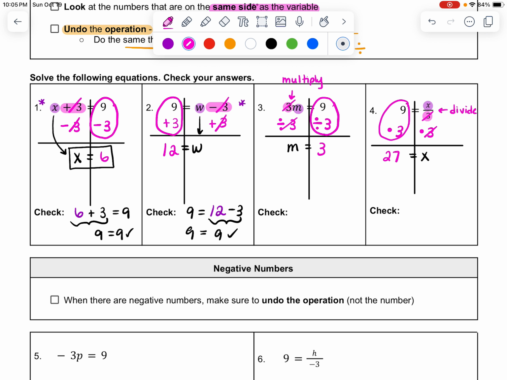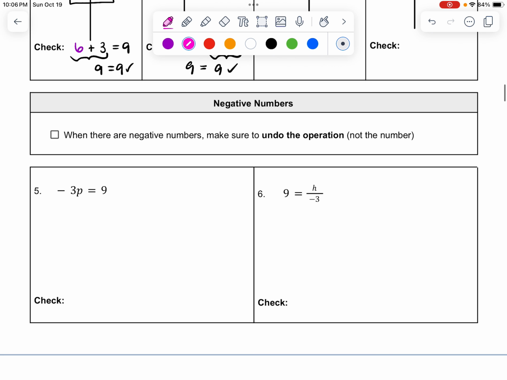Now, sometimes we're going to have to deal with equations that have negative numbers. When there are negative numbers, it is really important to make sure we undo the operation, not the number. So we have to ask ourselves, is this plusing, minusing, multiplying, or dividing? Here's an example. In problem number 5, we're going to start by drawing a vertical line through our equal sign.